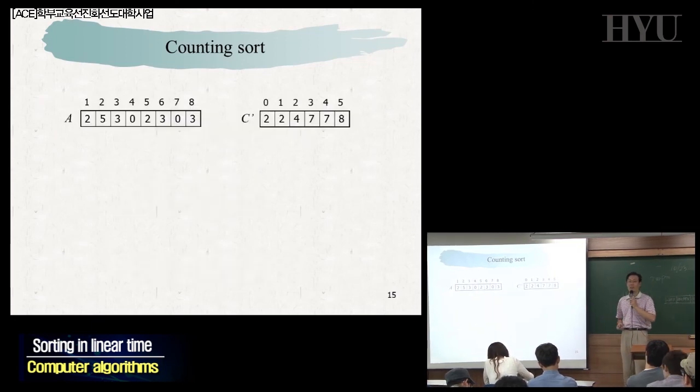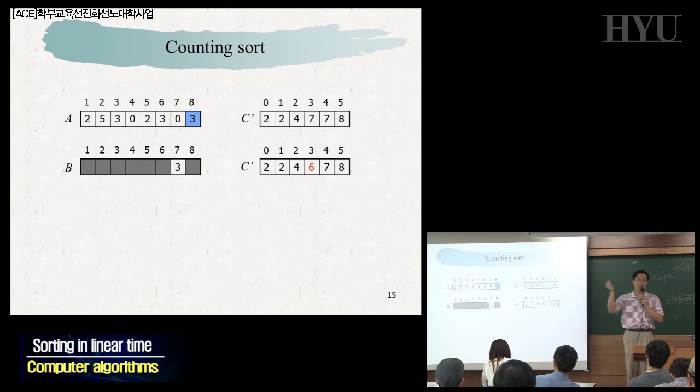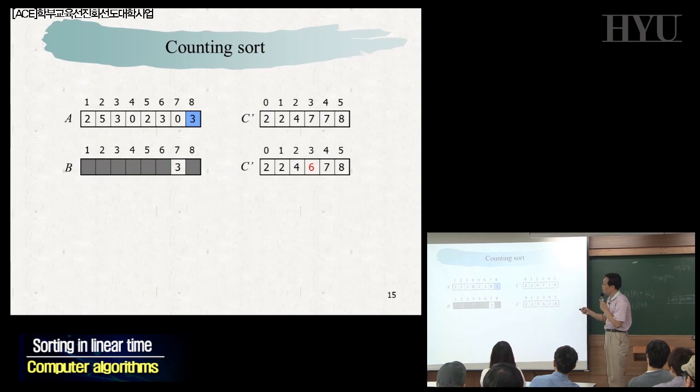Okay, then we initialize an output array B, and we scan the original array backward. And it's 3. Then we check out the C prime array at 3, and it's 7. So we place this element in the 7th place.